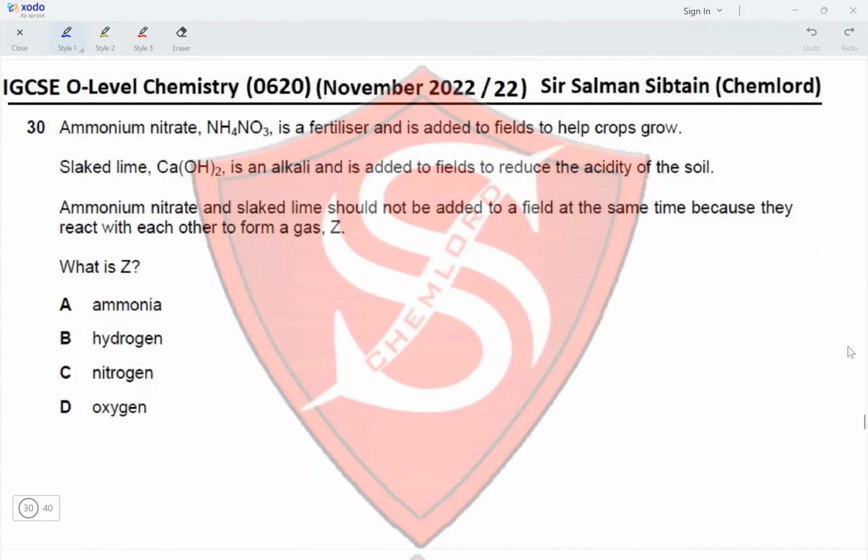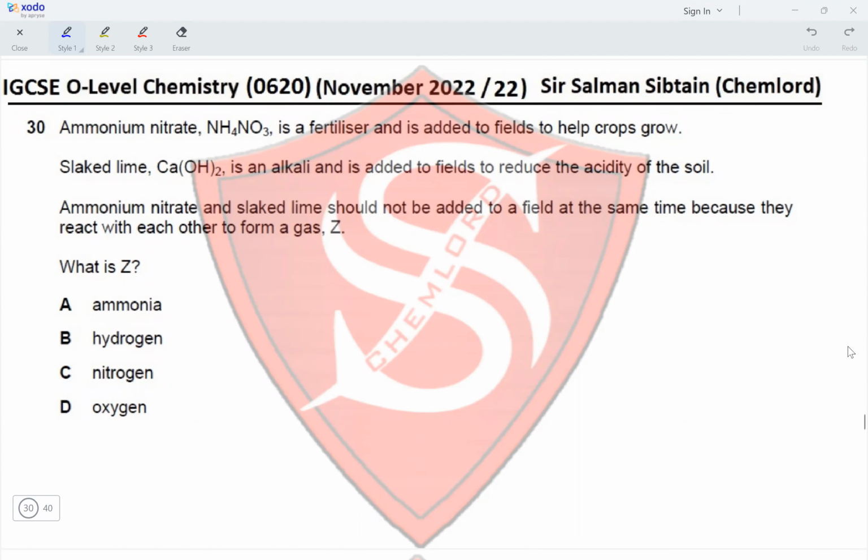Question 30. Ammonium nitrate is a fertilizer and is added to fields to help crops grow. Slaked lime is an alkali and is added to fields to reduce the acidity of soil. Okay, it is basic in nature. Ammonium nitrate and slaked lime should not be added to a field at the same time because they react with each other to form a gas Z.